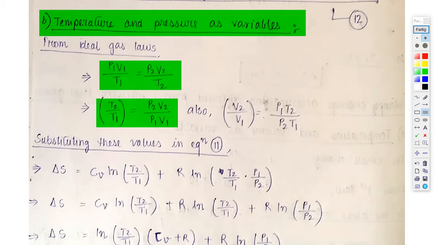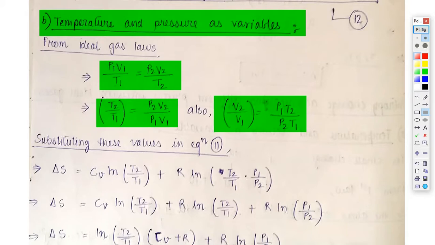You can also write it in a simple form: V2 by V1 is directly proportional to T2 by T1. Okay, no problem. Let's substitute this value in equation 2. We know that in the above equation, the final del S equals Cv ln T2 by T1 plus R log V2 by V1. That is the simple form, where V2 by V1 is replaced by T2 by T1 times P1 by P2.